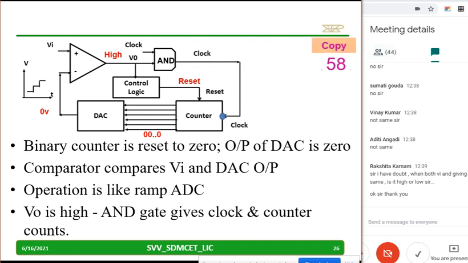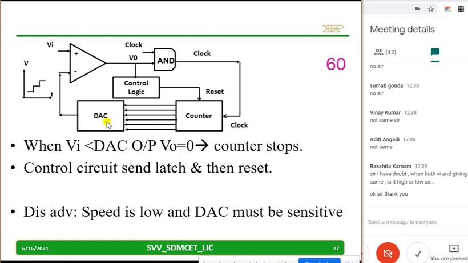Now your time starts. You can copy down the few steps. We will continue the discussion. I am repeating. Try to understand. The reset is 0, the output is 0, this is high, the clock will reach the counter and the counter starts counting.